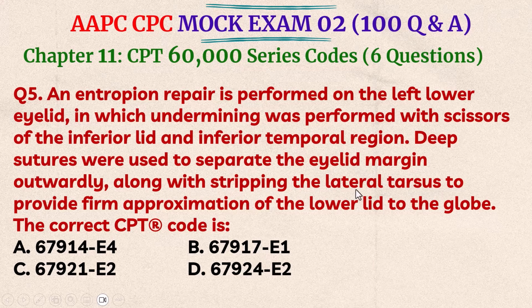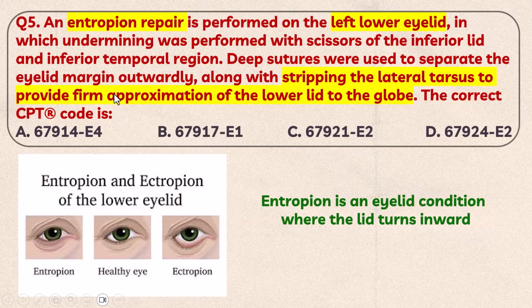Take your CPT code book and find the answer. So here you have to highlight this is entropion repair, left lower eyelid, stripping the lateral tarsus to provide firm approximation of the lower eyelid to globe. So here you have to be careful. Terms like entropion and ectropion. So in the eyelid, you can see in the picture, this is the entropion and this is the ectropion. The entropion is an eyelid condition where the eyelid turns inward. So entropion is eyelid turns inward, ectropion is eyelid turned outward. So in our case, this is entropion.